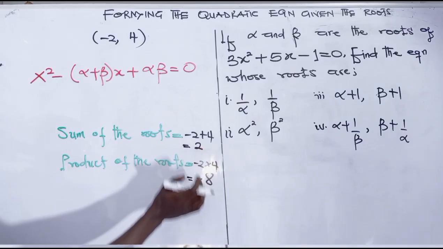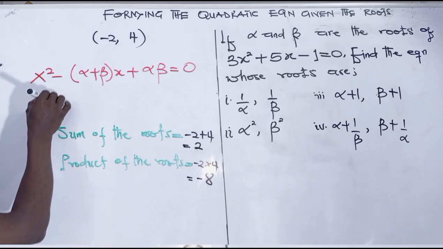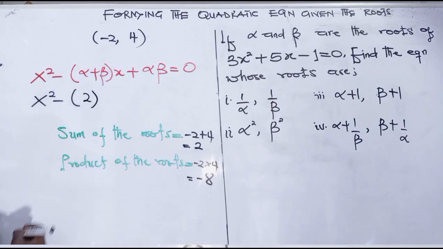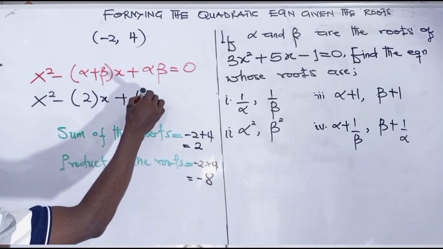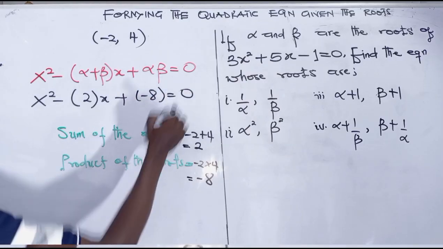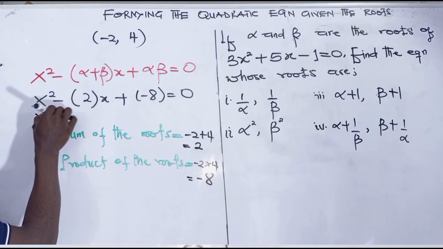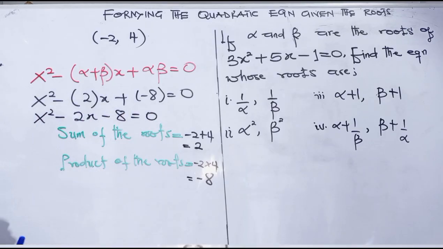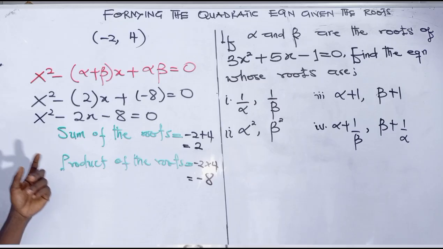Once we have the sum of the roots and the product of the roots, we substitute them into this formula. So we are going to have the sum of the roots, 2, we attach our x to it, the product of the roots, -8, and this is equal to 0. So let's simplify further. So the quadratic equation whose roots are -2 and 4 is this particular quadratic equation.